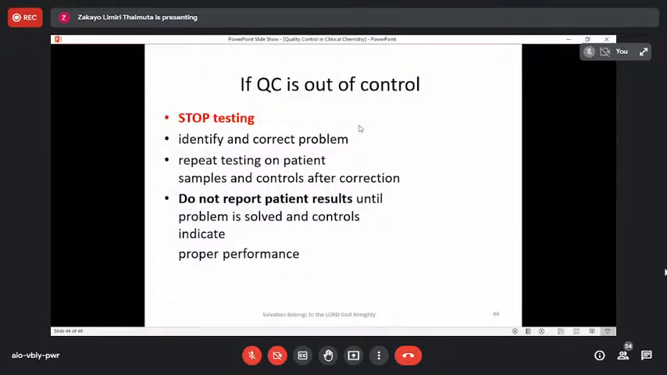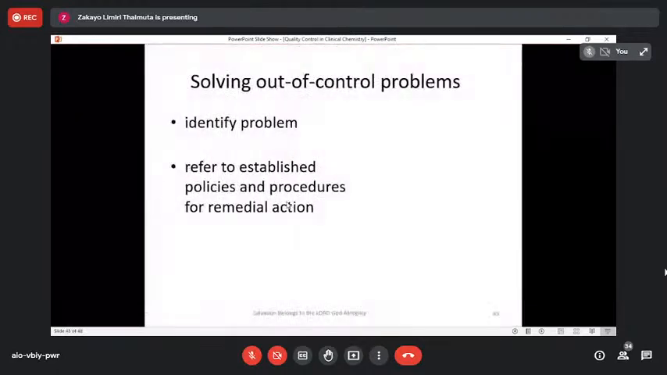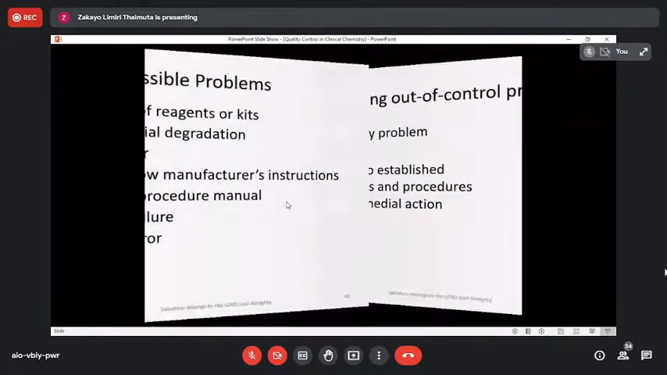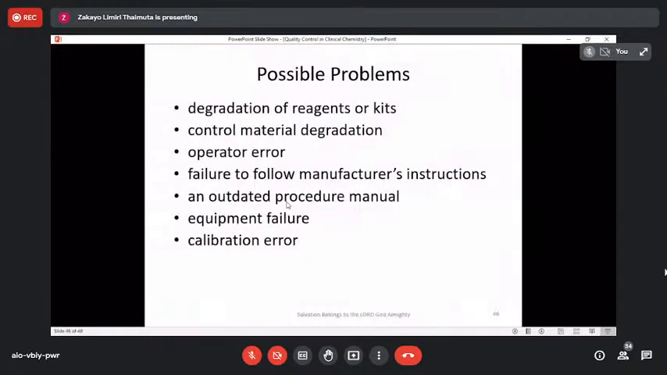If quality control is out of control, what do you do? As I said earlier on, you stop testing, you stop the tests. Then don't just repeat, you correct the error. When you correct the error, you use the quality control to check whether you are back in control, and if you are back in control, you start the testing. These are possible causes, which we mentioned earlier on.